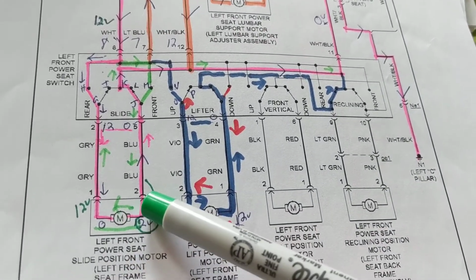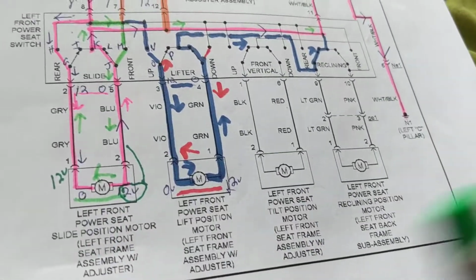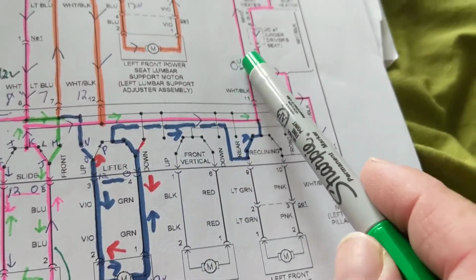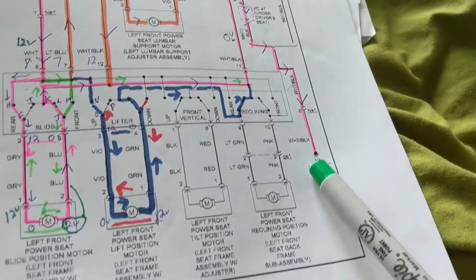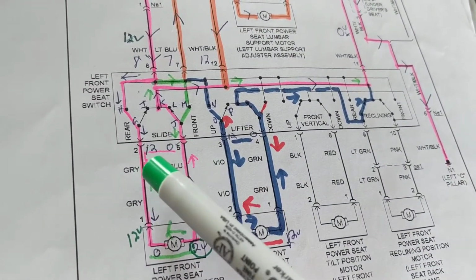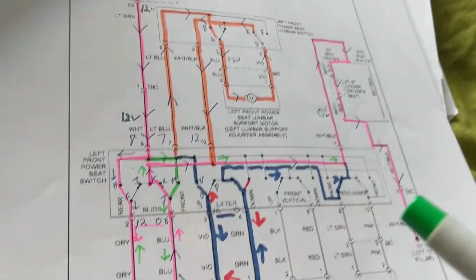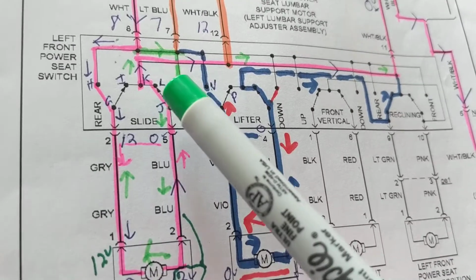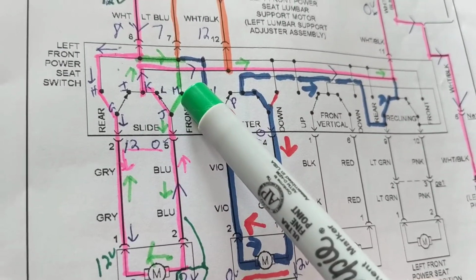How much should we have here? Should we have 12 volts? No, we should have 0 volts. Why? Because we're connected to ground. Okay? That's when you want to go in the rear. You want to go slide back. Let's say I want to slide forward. Guess what? We just activated this switch from JL to JM.